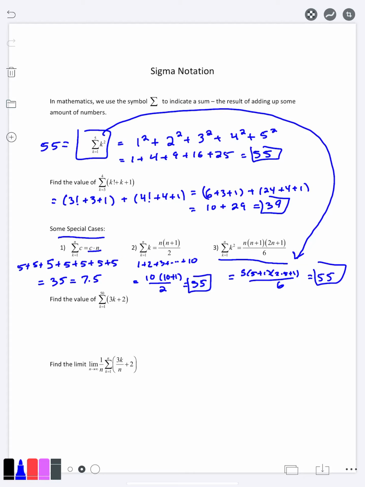Let's show you how we might use that with a specific big number here. So we're trying to add up numbers from 1 to 50 of 3k plus 2. If you want to do that by hand, it would be a gigantic pain, right? You write out 50 different numbers and add them up. You don't want to do that. So instead, we're going to use this formula here, but what I'm going to do is think about it. Because I'm adding, I could have just added up all the k parts first, and then the 2 separately.